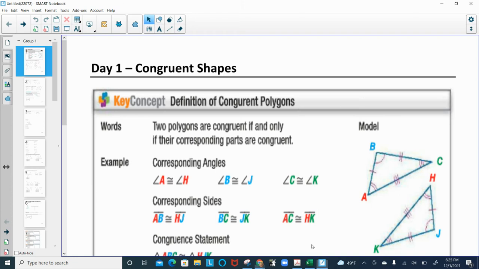Hi everyone, welcome to Congruent Shapes and Congruent Triangles. This is day one. We're going to be talking about congruent parts and congruent statements today.